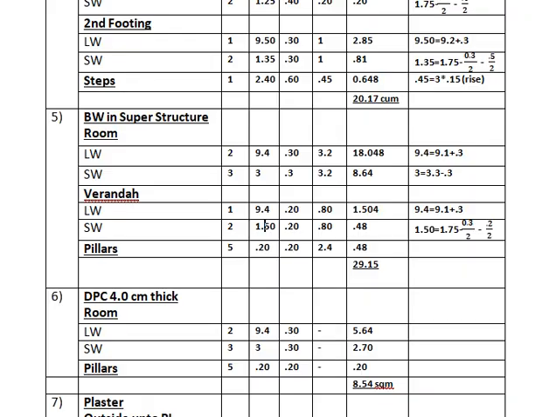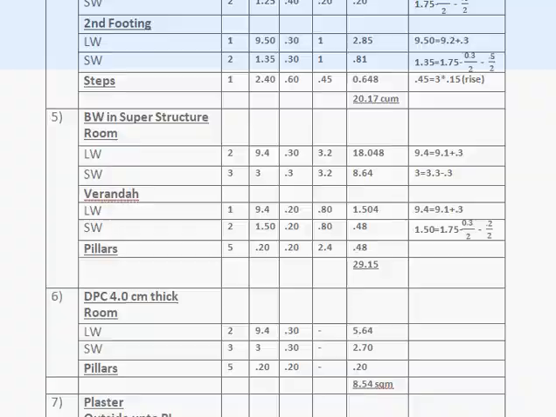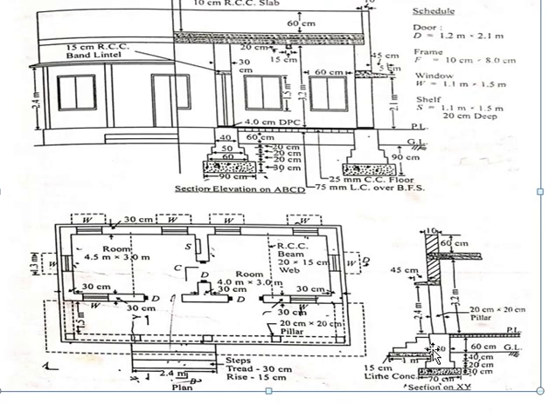Now talking about the DPC, 0.80 height is, you can see it from here. And the veranda is only 0.8 meter high.